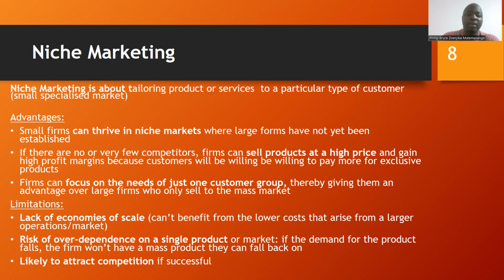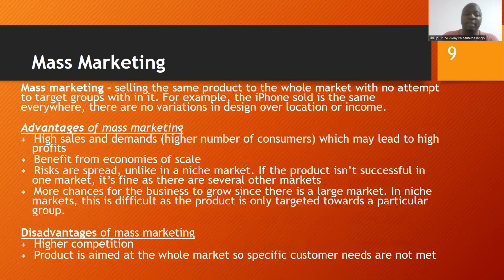Then we have what we call mass marketing, whereby you sell the same product to the whole market with no attempt to target groups within it. For example, iPhone is sold to everyone, everywhere, and there are no variations when it comes to its design, location, or income. An iPhone is sold to everybody, and those same specifications are available to everybody, wherever you are.